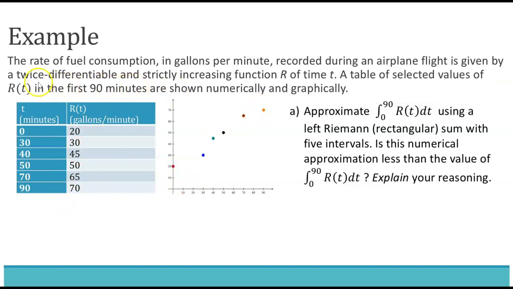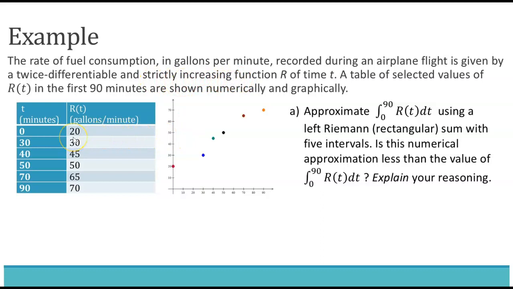And we're told that this function, r of t, is a twice differentiable function. That just means that we can take its derivative twice. So this is not a second derivative. It means that we can take the derivative twice. And we're told that r of t is strictly increasing.